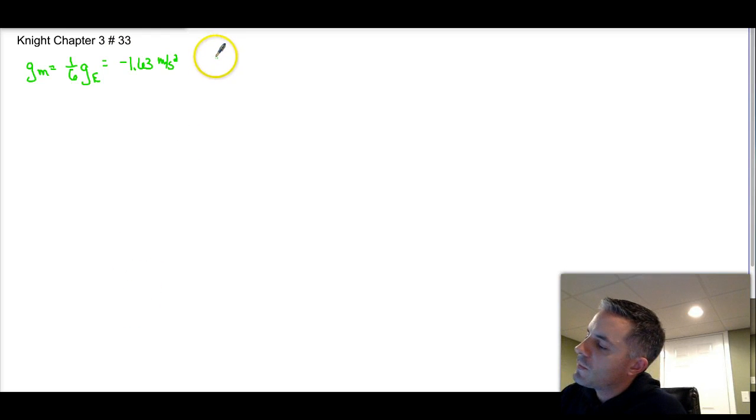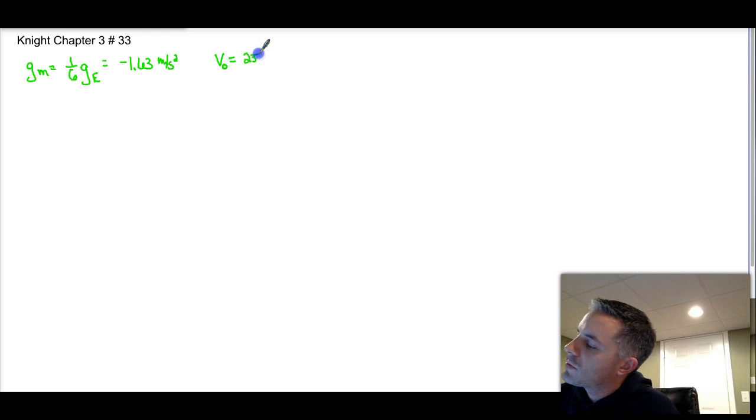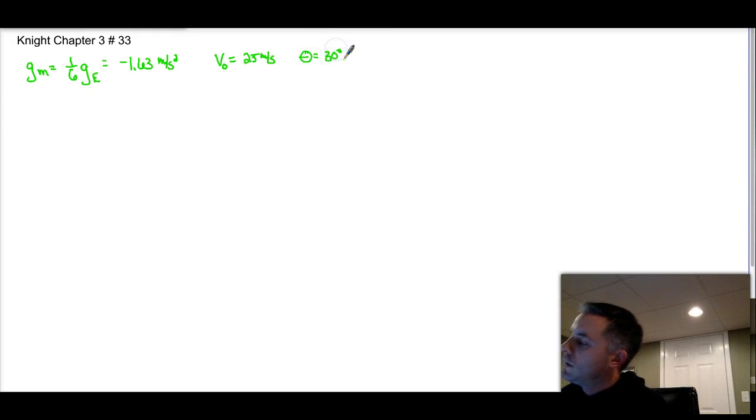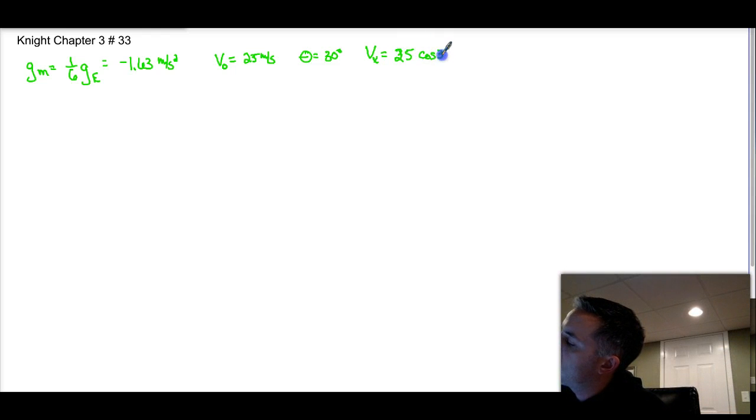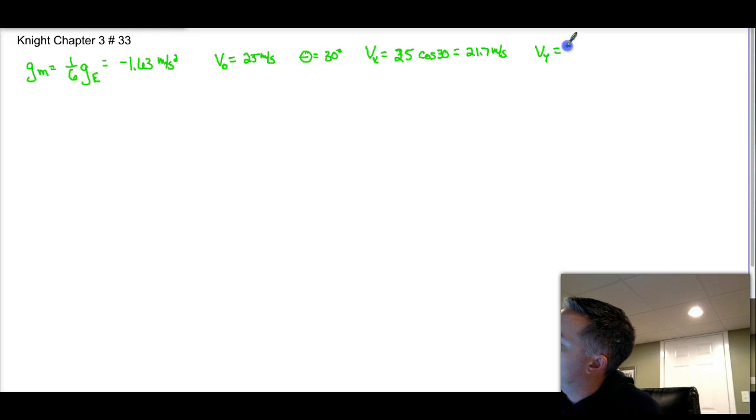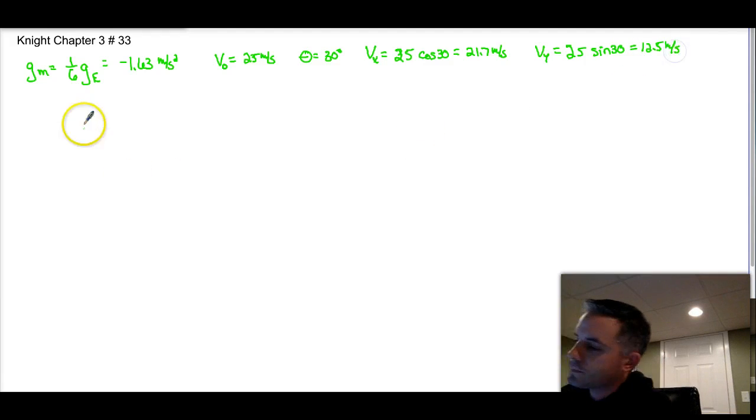The next thing we know is that V sub O for this golf ball that is hit is 25 meters per second, and it's hit at an angle of 30 degrees. So first, let's find that X component. It's 25 times the cosine of 30, and that'll give us 21.7 meters per second. And the Y component of the speed is going to be 25 sine of 30, which is 12.5 meters per second.